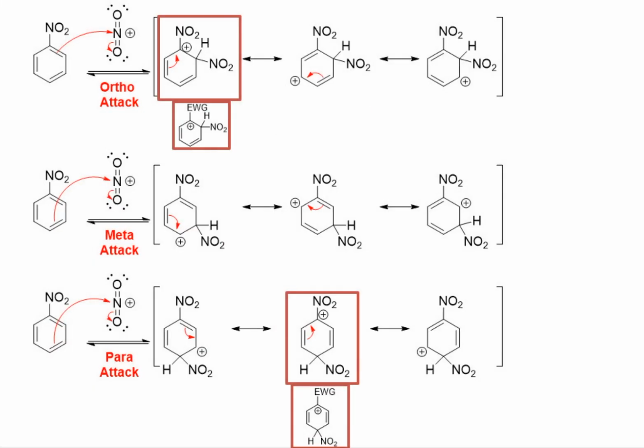When we look at these three examples, ortho, meta, and para, both the ortho and the para substitutions give us these intermediates, which are incredibly unstable as one of the resonance forms. With deactivating groups, we tend not to see any ortho or para substitution. We pretty much only see meta substitution.